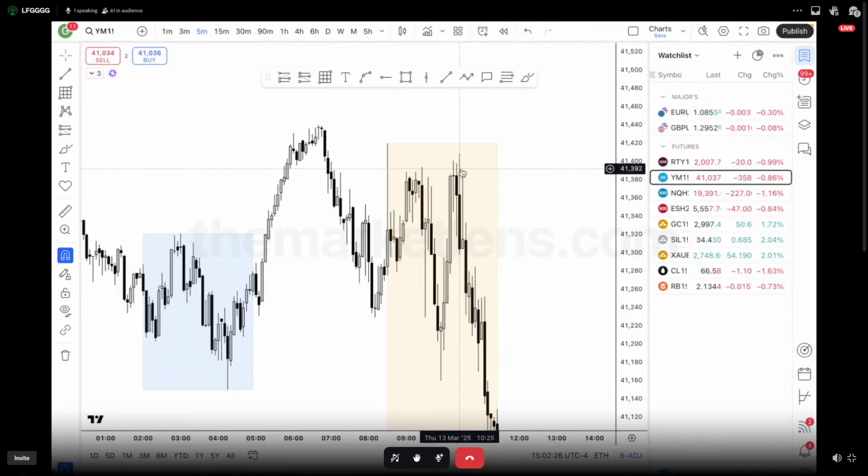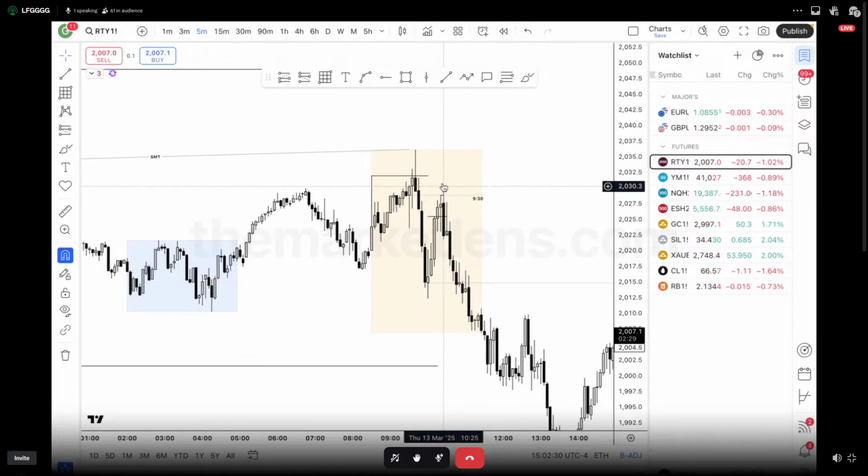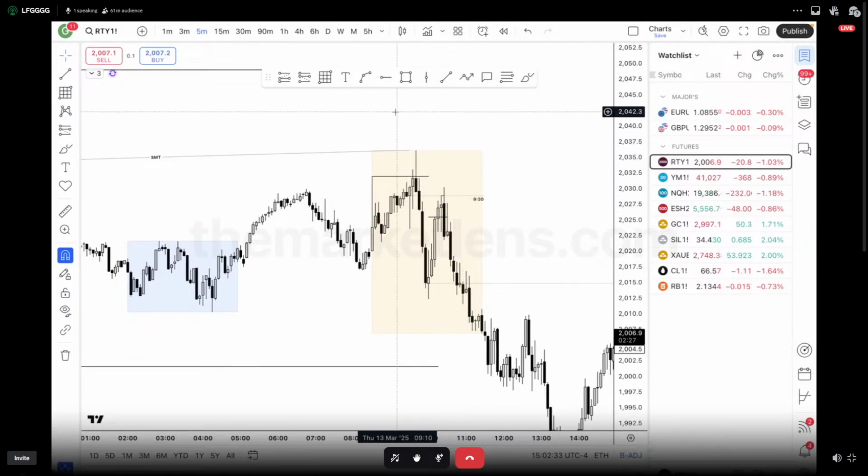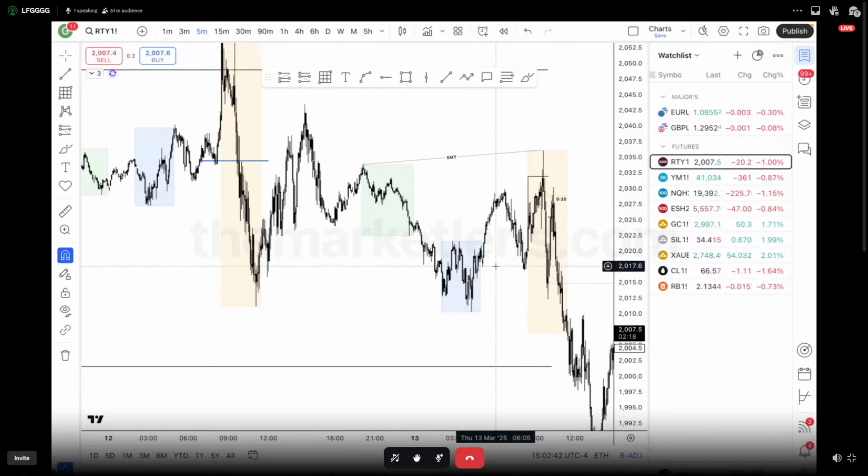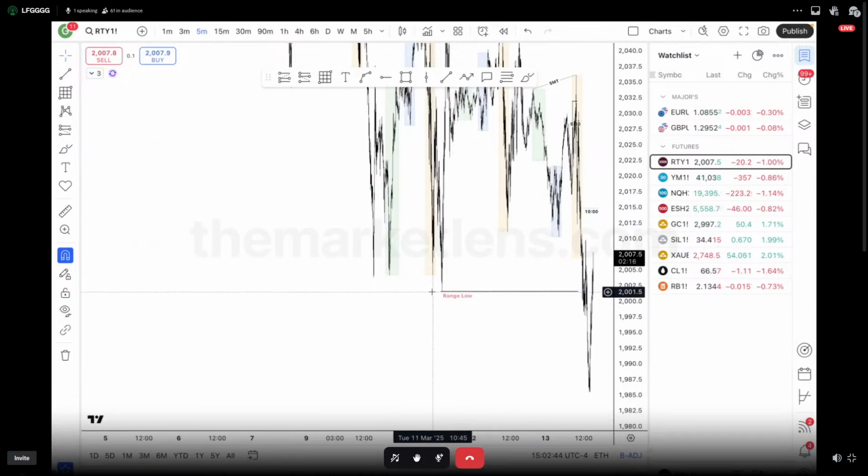But once I got stopped out, it created another opportunity where we created a lower low. So this is creating that 2-stage SMT. So I took another entry right here, pretty much right after getting stopped out. I got another opportunity there and rode it down to this low.